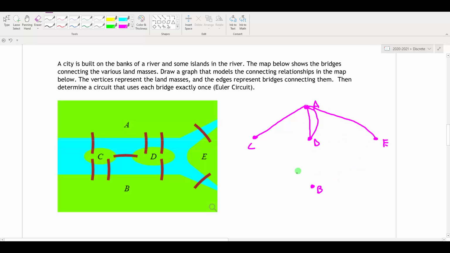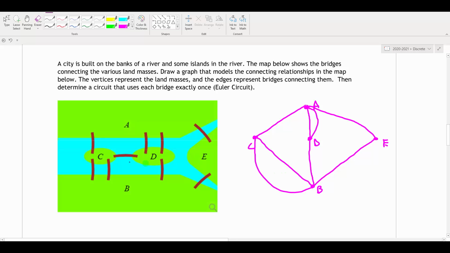All right, and the graph that you draw does not have to be pretty. You can already see mine is not pretty. All you need is the functionality. You just need the vertices and the edges to be correct. Okay, so let's go down here. Let's look at B. B connects to C twice. So let me draw an edge going from B to C, and then I'm going to draw another edge going from B to C. B connects to D, so I need an edge going from B to D. And then B also connects to E over here, so there we go.